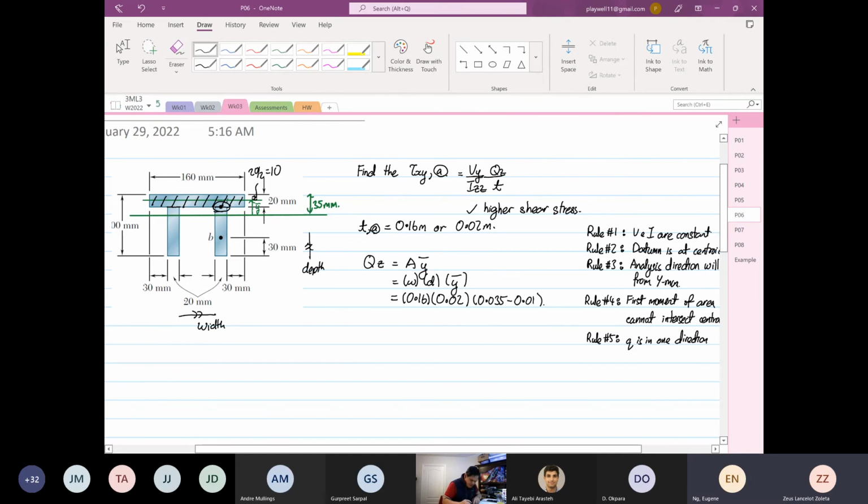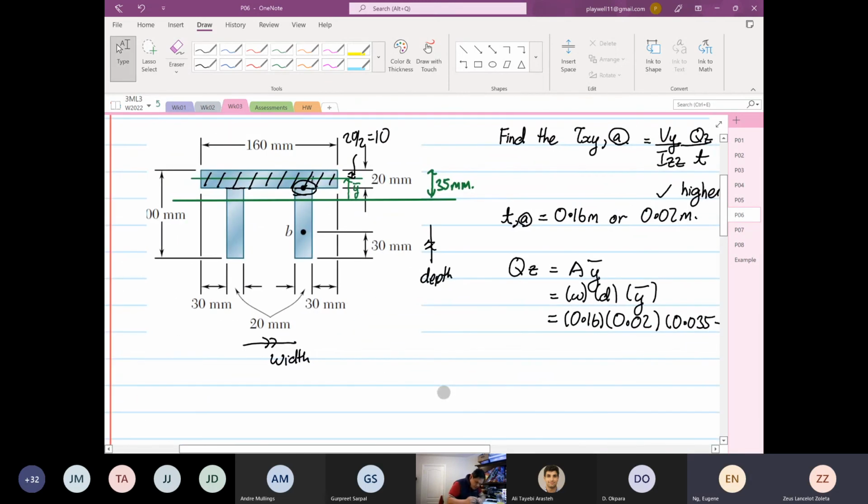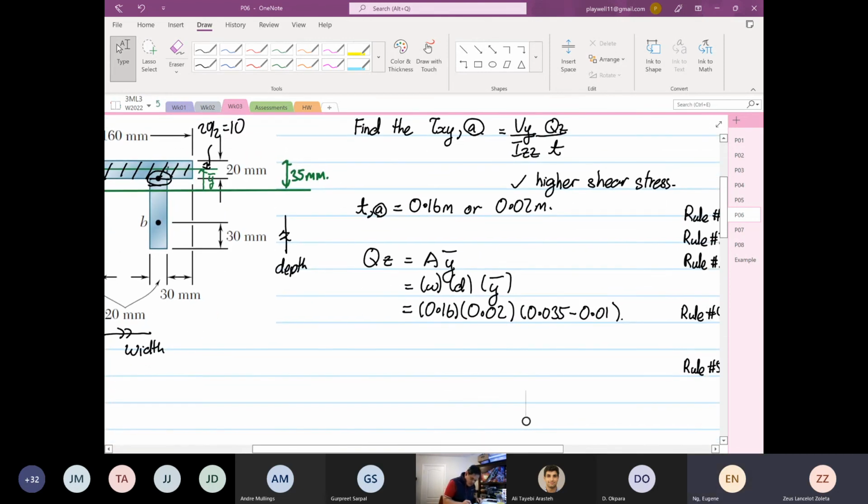Why is that the case? If I zoom in, the distance from here to here is 0.035. The distance from here to here is 0.01. That's it. From here we can calculate our first moment of area. So 0.035 minus 0.01 times 0.02 times 0.16 is equal to 80 times 10 to the power minus 6.